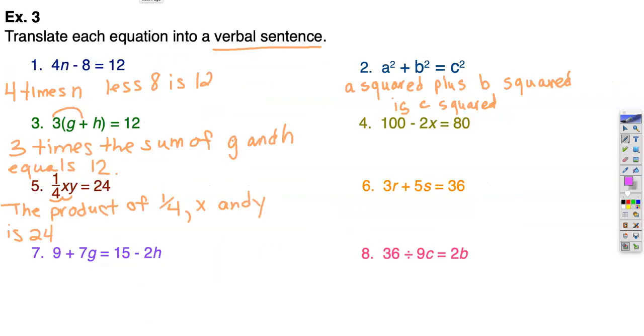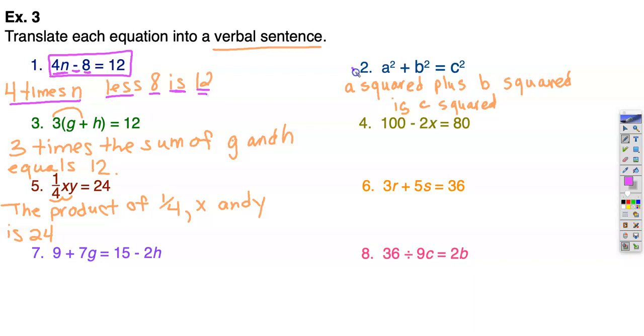Okay, I just worked through a few of these just to give you some examples. So you're doing the opposite here. You're going to take each of these equations, like right here, and you're going to write a verbal sentence. Now, I do let you abbreviate and put the actual numbers in instead of writing out the numbers. So this one is 4 times n. And one example I used was less 8, because we're subtracting 8, and it equals 12.